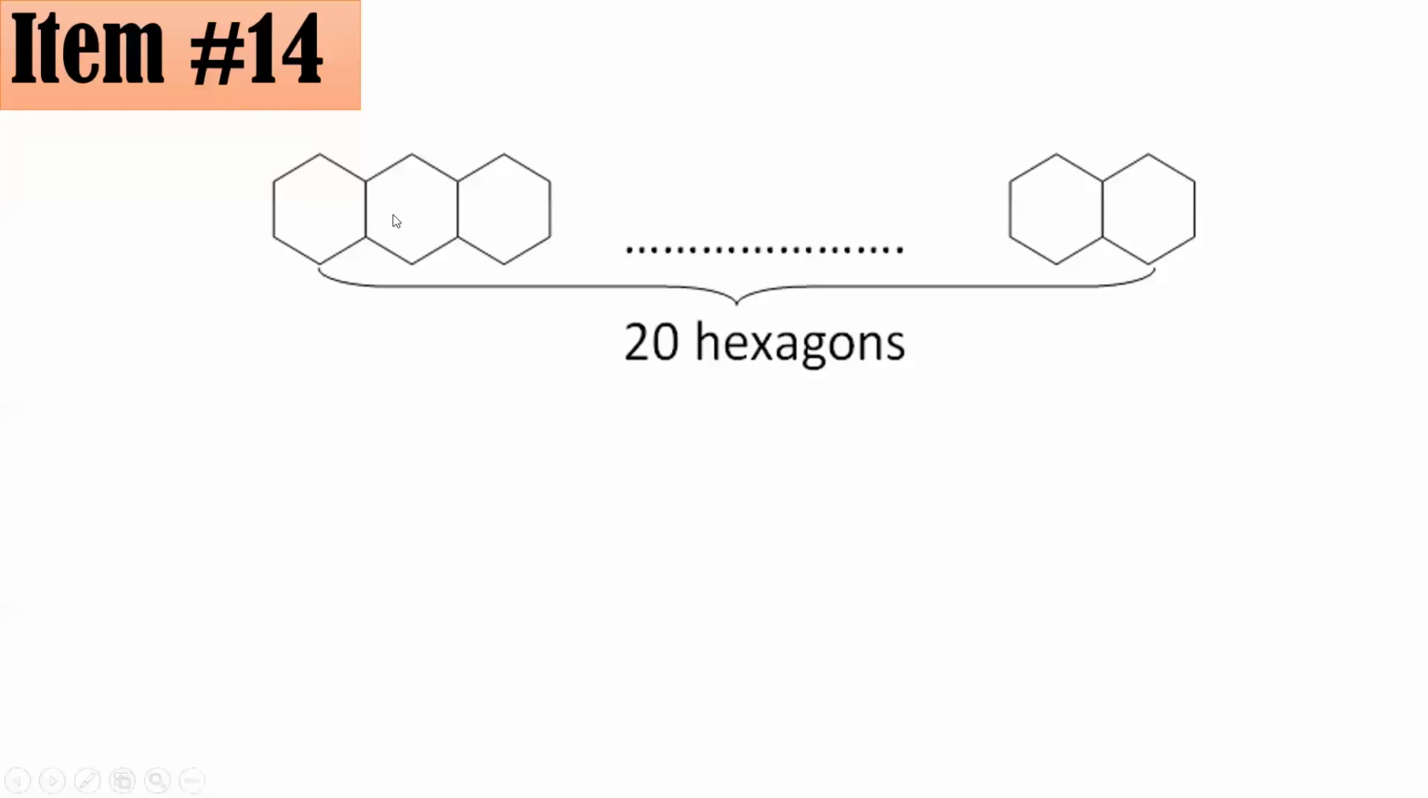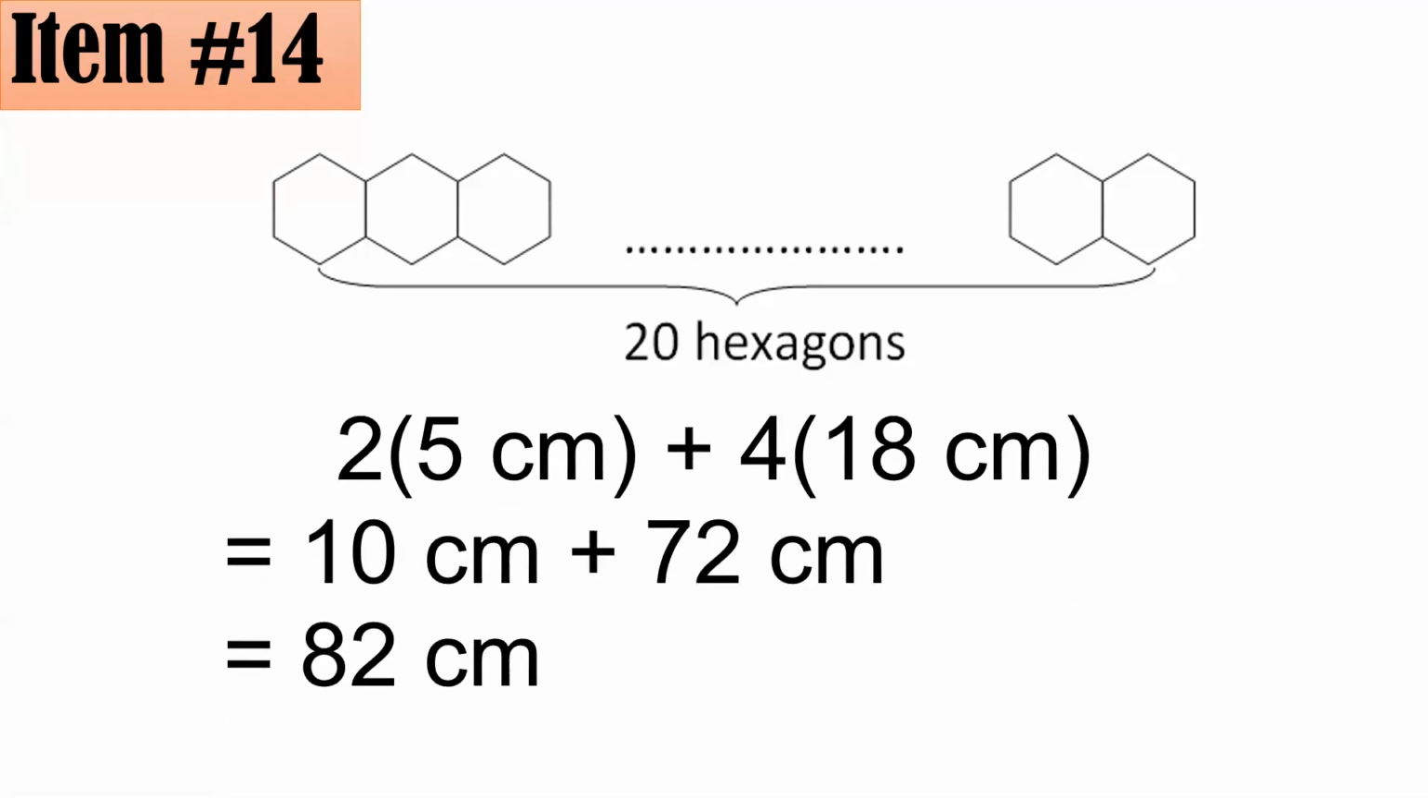So 18. In other words, you have two 5s and 18 hexagons in the middle, each counted as 4. That would be 2 times 5 cm plus 4 times 18 cm. 2 times 5 is 10. 4 times 18 is 72. And their sum is 82 cm. Therefore, the correct answer is letter A. Yes, 82 cm. Good job to everyone who answered 82 cm.